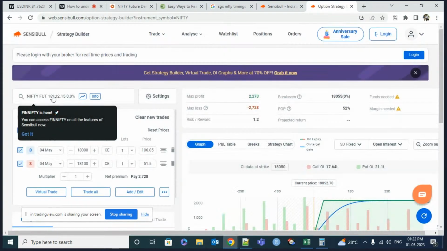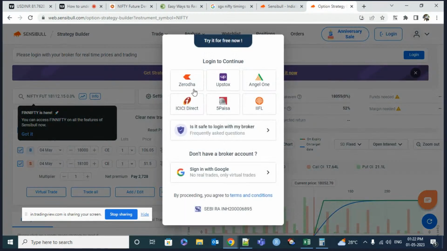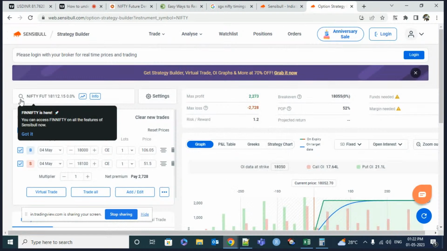So you can just go here and add your futures, whether Nifty or Bank Nifty, and you can do all stock FNOs and index FNOs as well. Then decide the expiry, decide the calls or puts, buy or sell, the strike price, the lot size, and this is your premium.